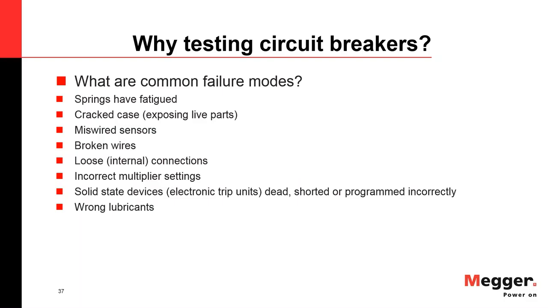You can have loose connections, that can be external connections, the cables at the poles, or internal connections can be loose. The set points for the long time pickup and so forth can be wrong, so wrong multiplier settings. For instance, somebody tested the breaker, changed the settings and forgot to put it back. The solid state devices, the electronic trip units themselves, components can go bad, transistors, integrated circuits, capacitors on those boards can go bad. They can be exposed to an overvoltage and be shot. They can be programmed incorrectly for the wrong application.